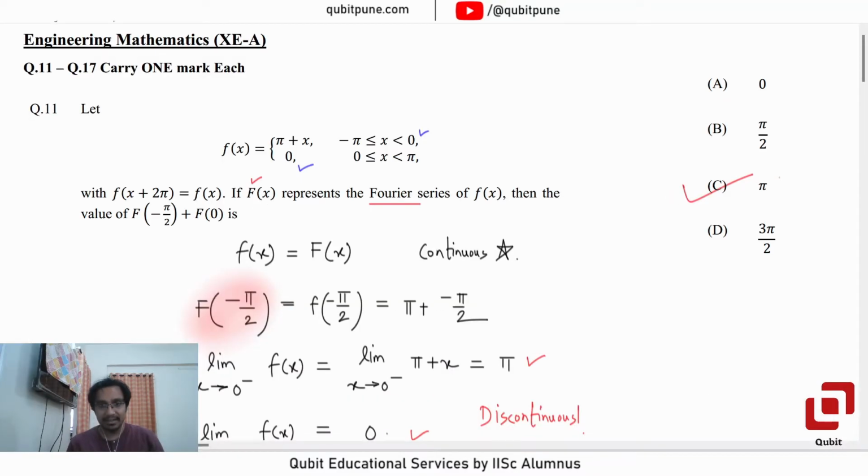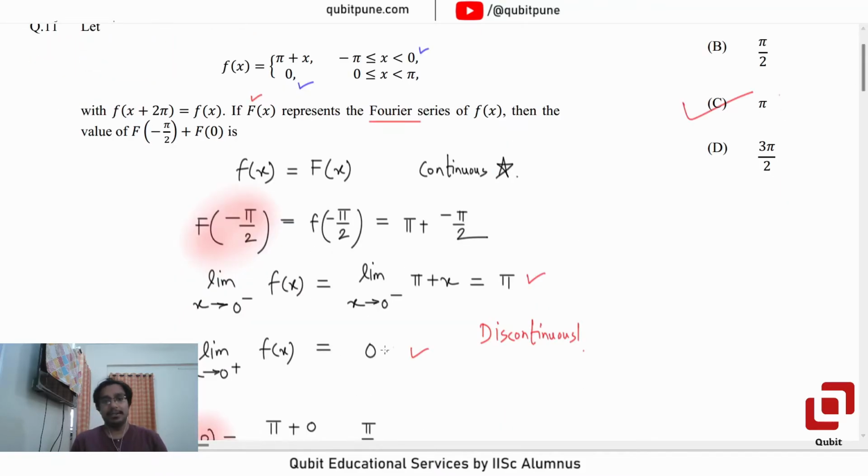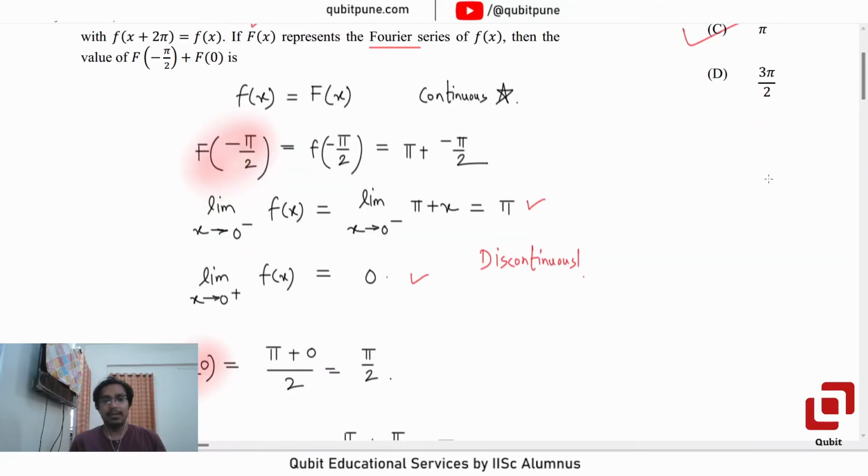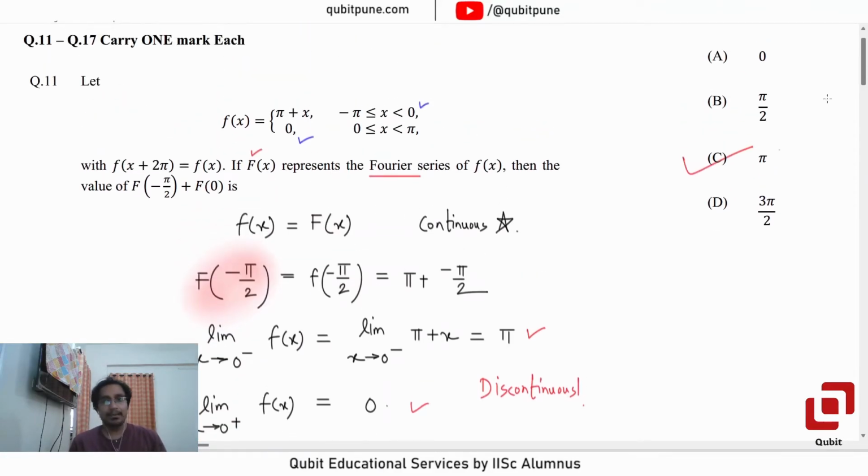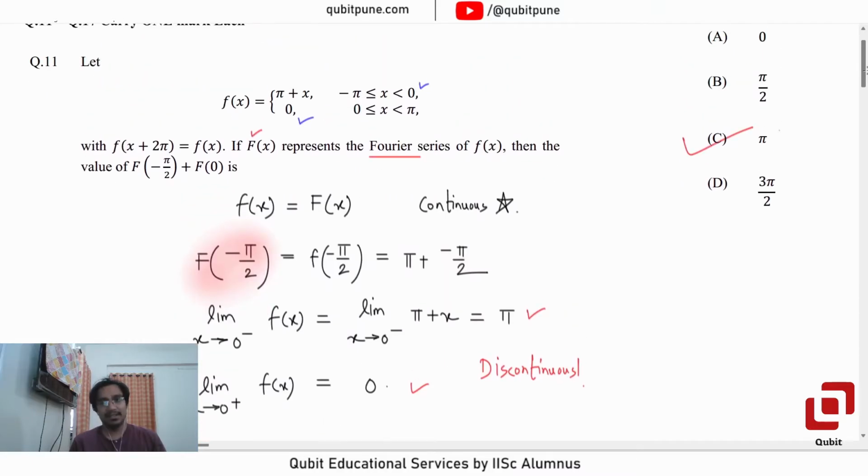In this case it indeed was the case. Left hand limit was pi, right hand limit was 0, and the function's value was 0. But the Fourier series value is asked, so that would be pi by 2. So question 11, option C.